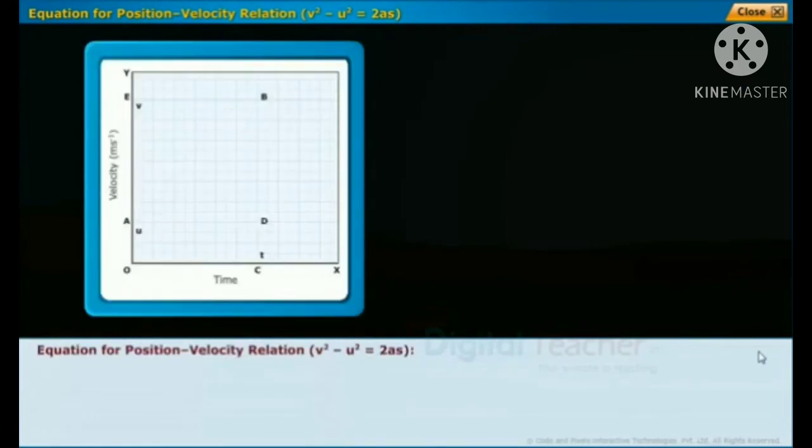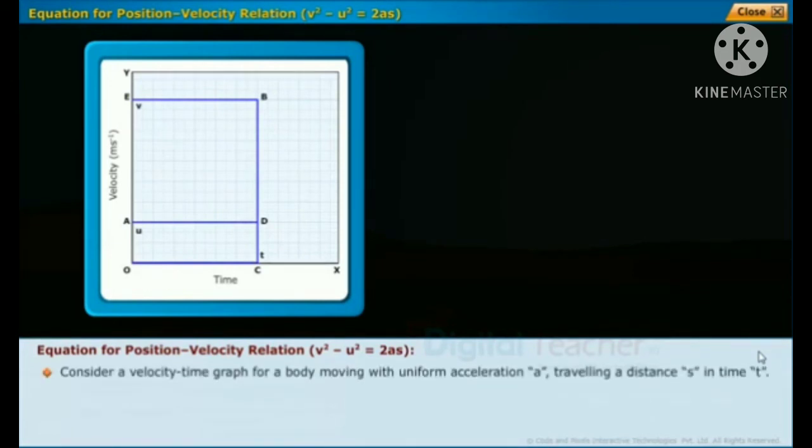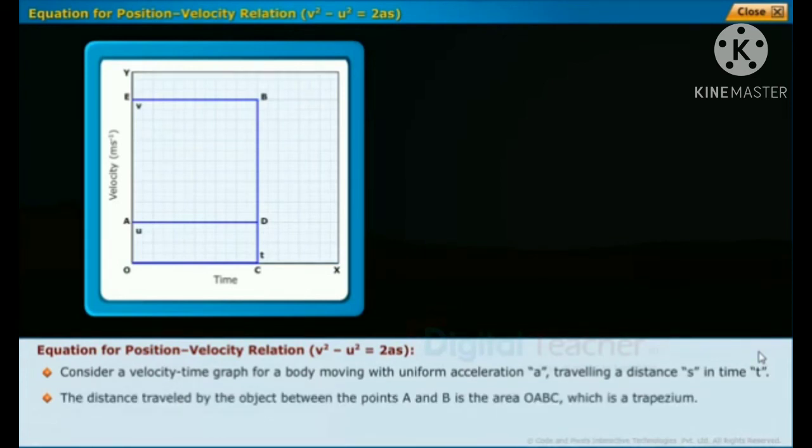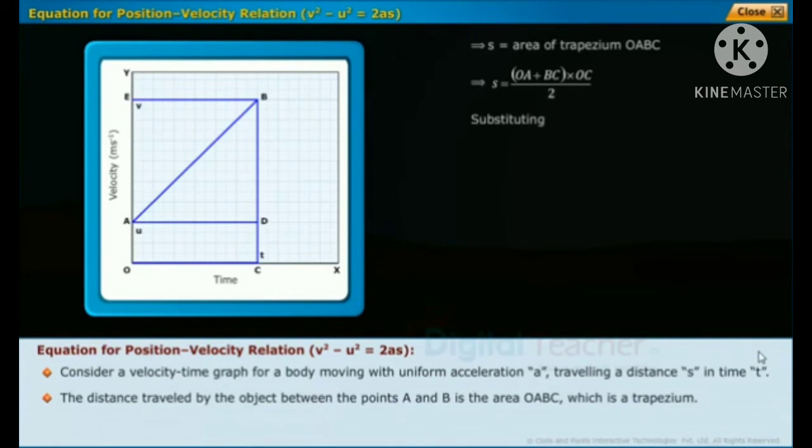Equation for position-velocity relation. V square minus U square equals 2as. Consider a velocity-time graph for a body moving with uniform acceleration a, traveling a distance s in time t. The distance traveled by the object between the points A and B is the area OABC, which is a trapezium. That implies S equals the area of trapezium OABC. S equals OA plus BC into OC by 2. Substituting OA equals U, BC equals V, and OC equals T, we get S equals U plus V into T by 2.